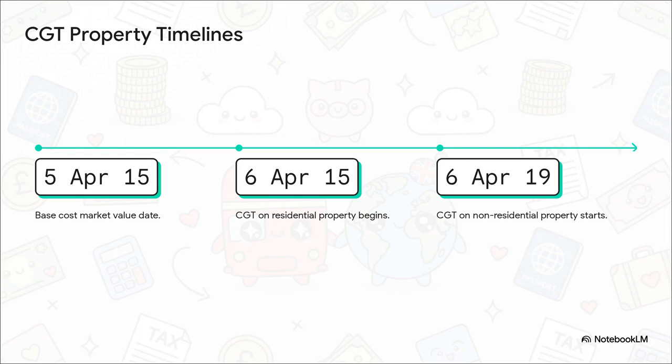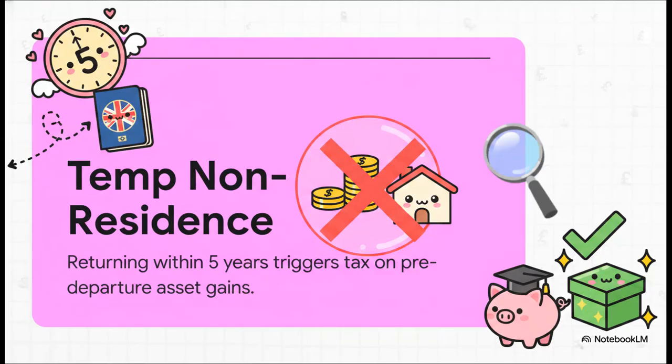We also really need to define the 5-year trap of temporary non-residence. If a taxpayer was resident for 4 of the prior 7 years, leaves the UK, but then returns within 5 years, they are caught. Any gains realized on pre-departure assets sold while they are away will be fiercely taxed in the year they return. But I want to explicitly clarify something here. If they acquired a brand new asset while they were non-resident and sold it before coming back, that particular asset is completely safe from this rule.